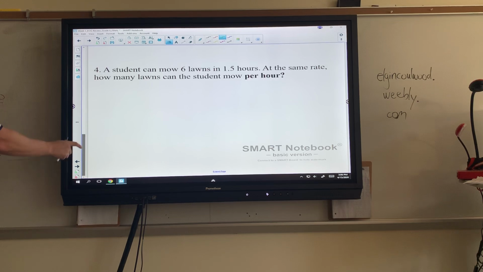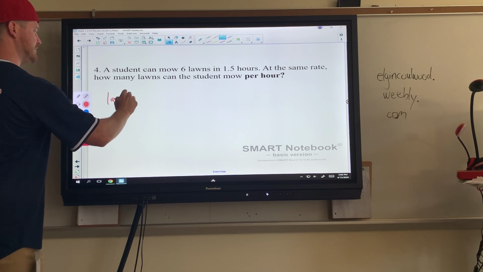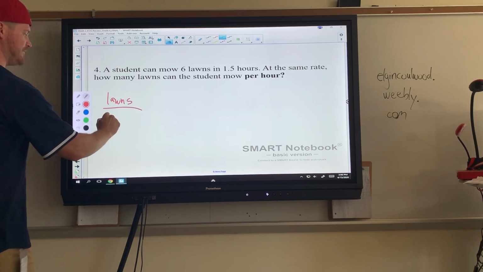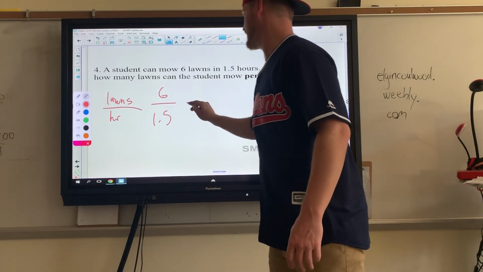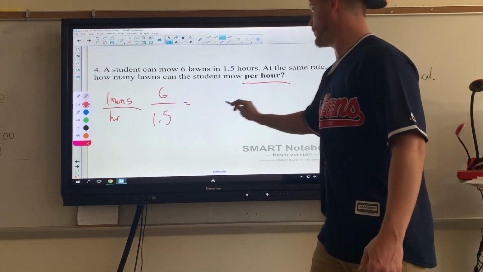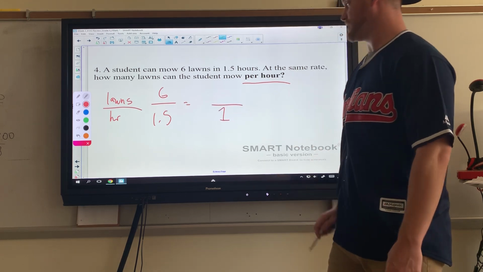Last but not least, number 4, a student is mowing 6 lawns in an hour and a half. At that rate, how many lawns can he mow per hour? So we have lawns per hour. Plugging that in, we have 6 lawns in 1.5 hours. We're looking for per hour, that means just per 1 hour. Hours on bottom, so 1's on bottom.